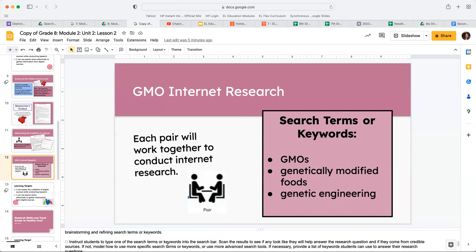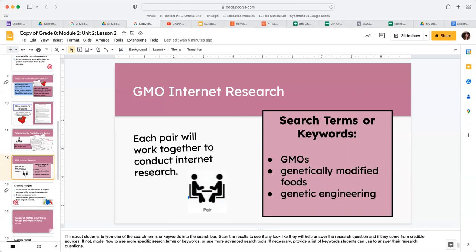You've got to determine if they're credible, and if not, you've then got to put in more specific search terms or keywords in order to find more credible sources. So I want you to go ahead and try working through some of these search terms right now with your partner. See what you find, discuss whether what you're finding is credible, why or why not, and then come back to me when you're ready to move forward.